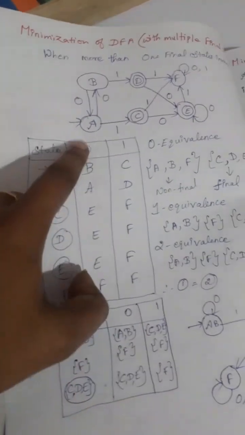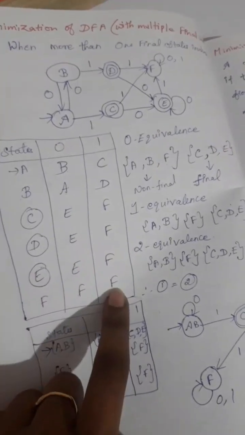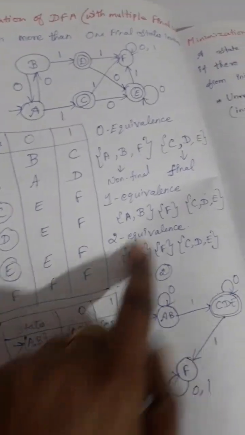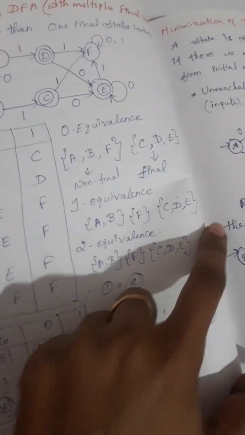Then F. F on getting input 0 comes to F. Again F on getting input 1 also comes to F. So we are separating this F and putting it in another set. So the sets are A, B and F and C, D, E.